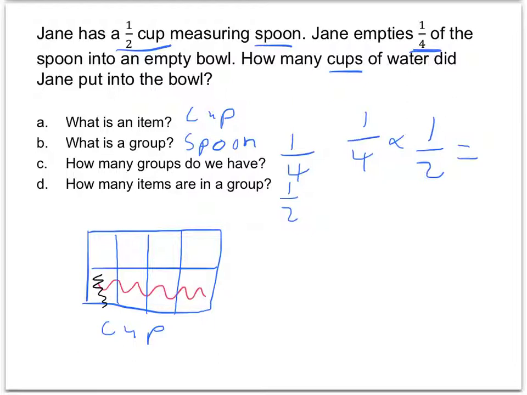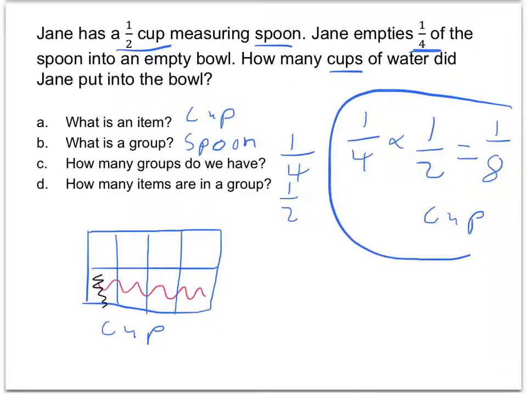And so in the end we see that our whole consists of 8 pieces. We've selected one of those pieces, and so our answer is going to be 1/8 of a cup. There's our units there. So there's our answer. 1/4 times 1/2 equals 1/8.